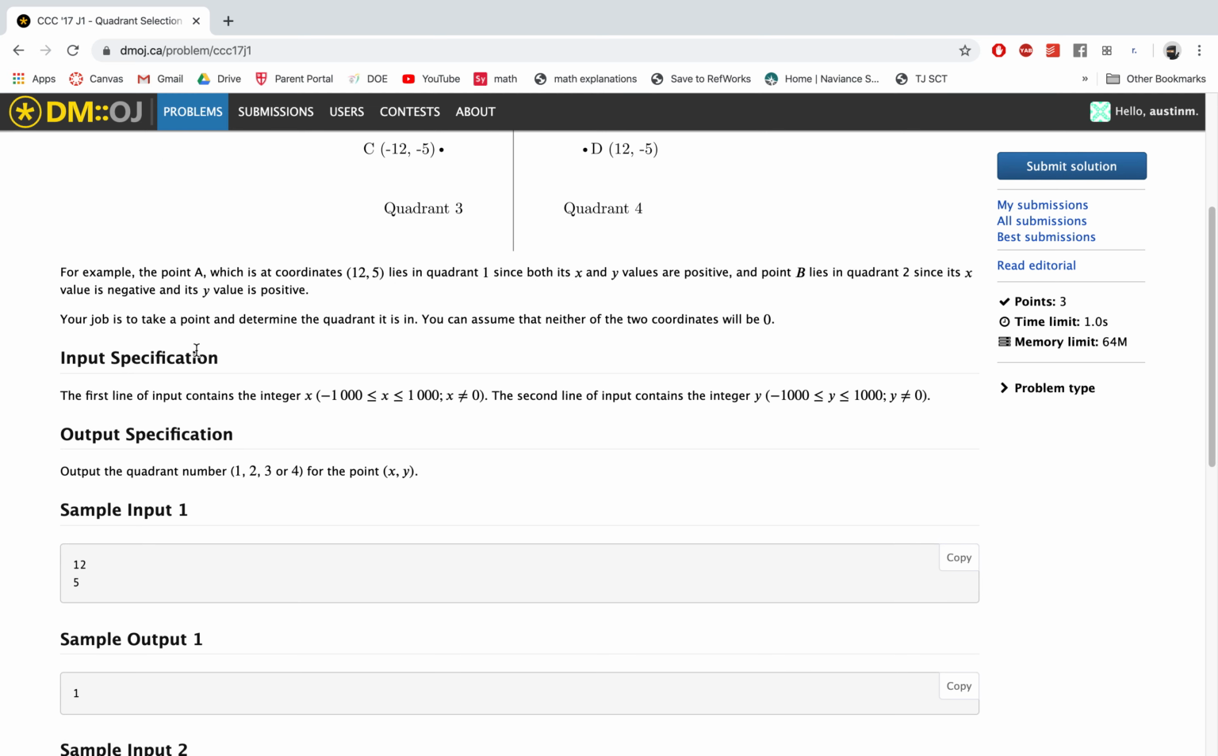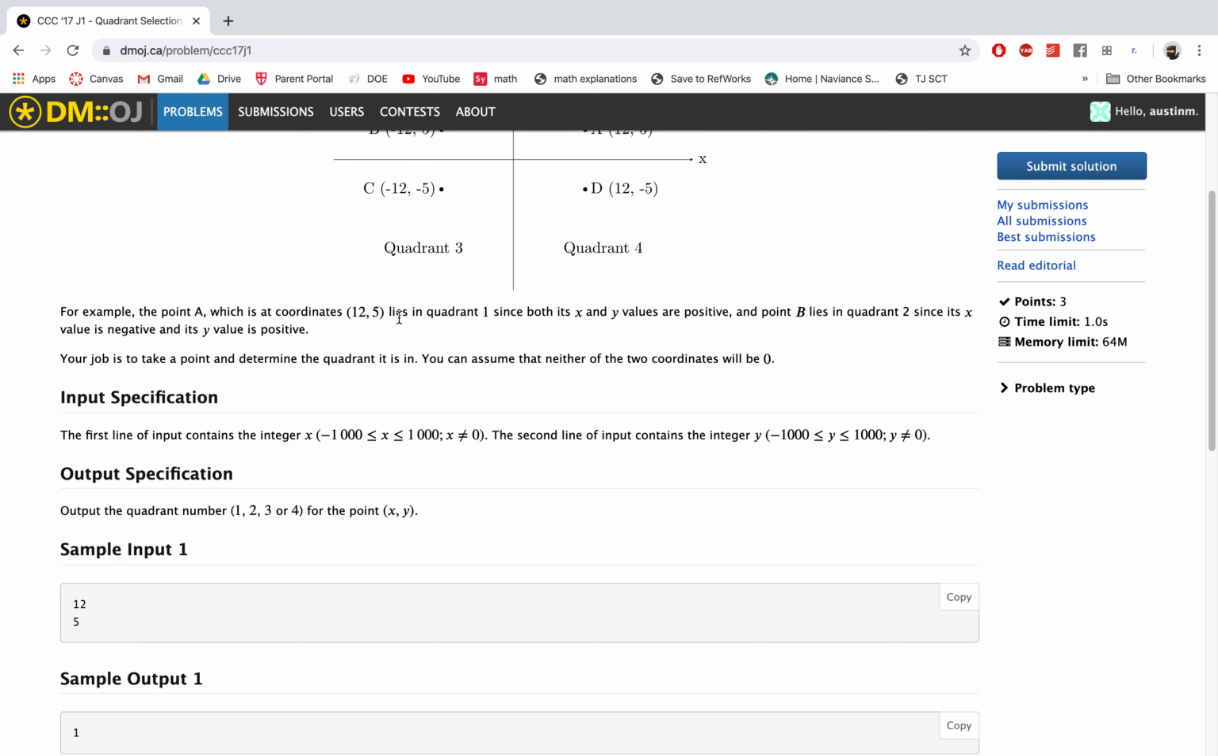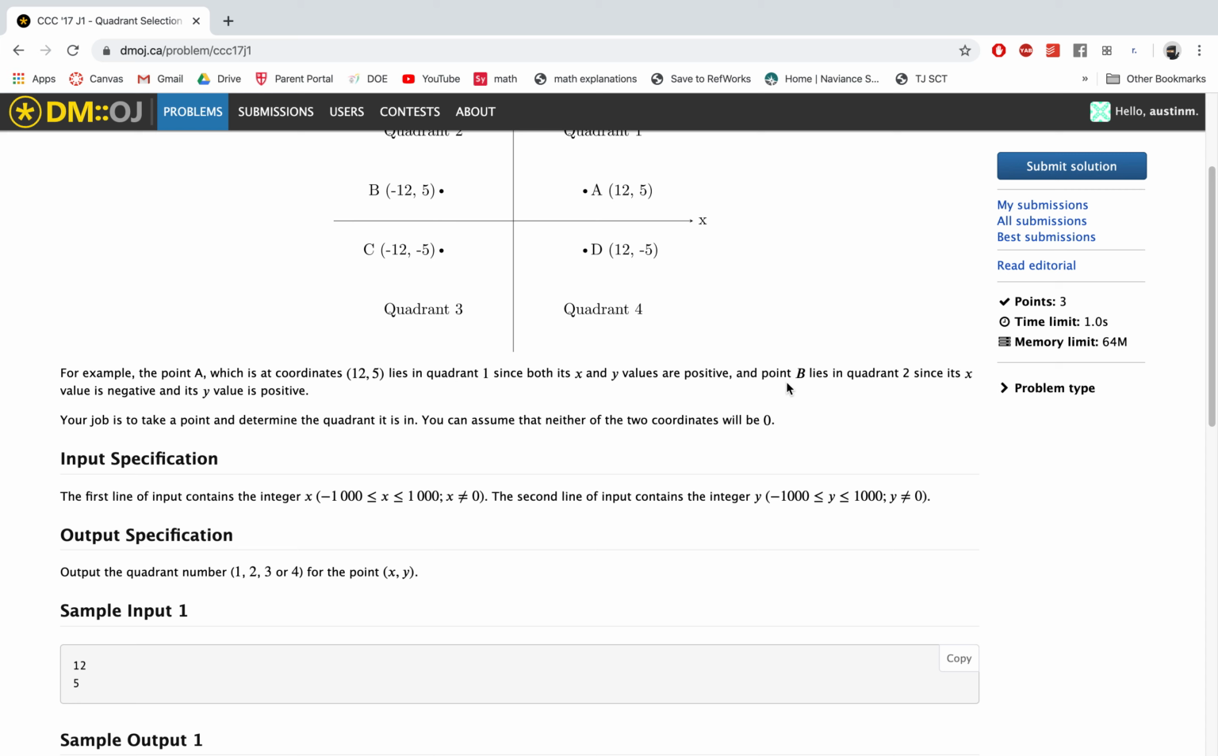And then it says, for example, the point A, at coordinates 12, 5, lies in quadrant 1 since both its x and y values are positive, and point B lies in quadrant 2 since its x value is negative and y value is positive. So our job is just to take a point and determine the quadrant it is in. And it says that you can assume that neither of the two coordinates will be 0.